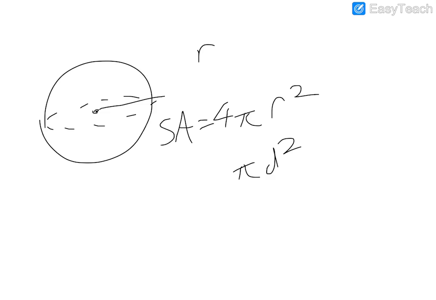Anyway, surface area is 4 pi r squared, or pi d squared, either one works. Surface area, I'm just going to call it SA. And volume is equal to 4/3 pi r cubed.